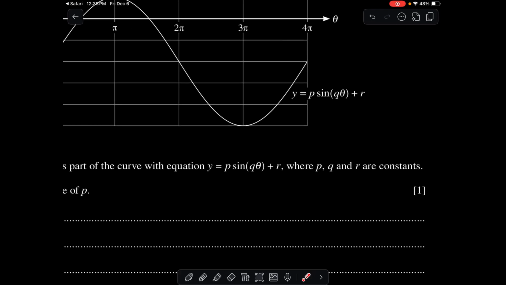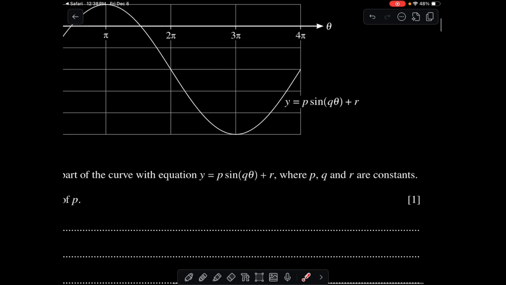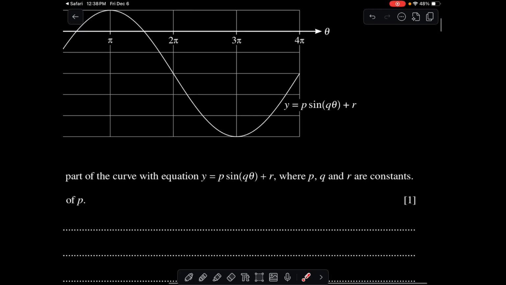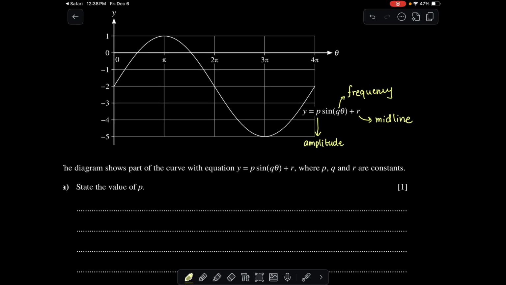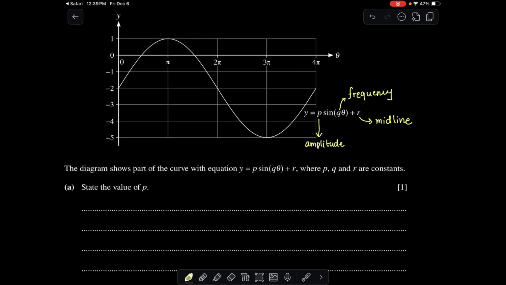Again, let us understand what p, q and r stand for. It stands for the same thing that we did in the previous question. P stands for the amplitude. Q stands for the frequency. And R stands for the midline. So if you can identify the midline from the graph itself, it's fine.